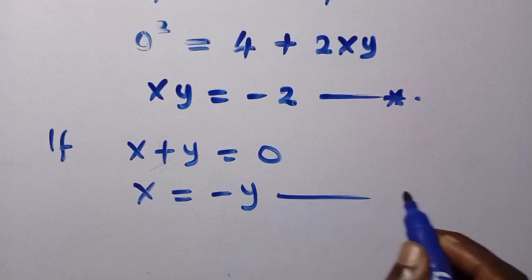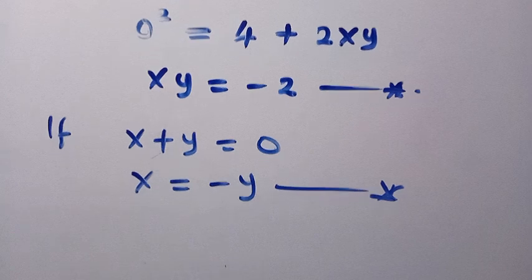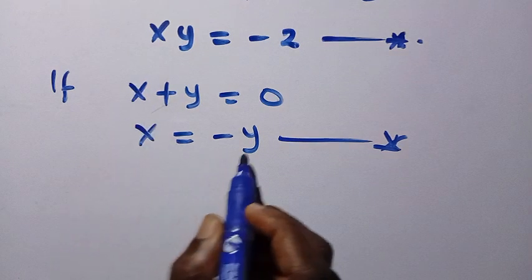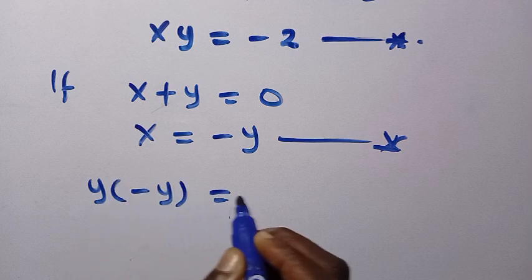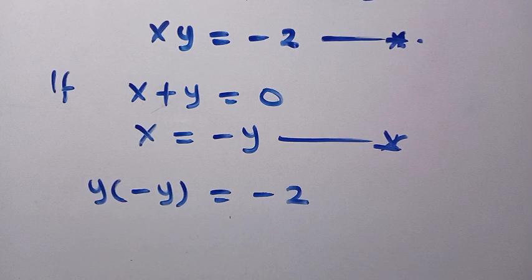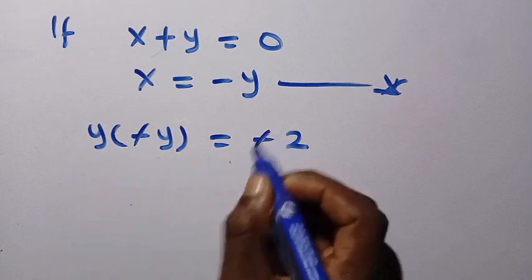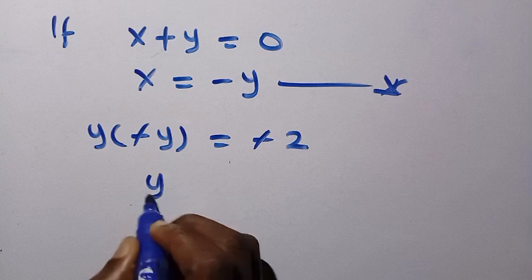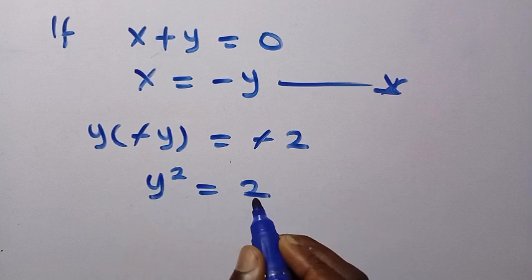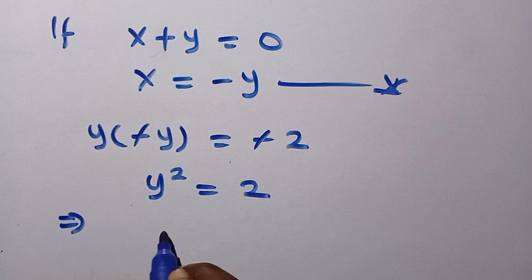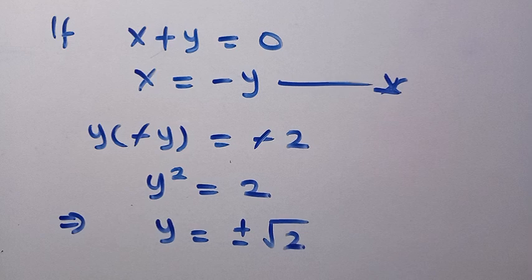And if x equals minus y, let's substitute this back into xy equals minus 2. Since x equals minus y, we are going to have y times minus y equals minus 2. When we multiply this out, minus cancels minus, and we have y squared equals 2. If y squared equals 2, this implies that y equals plus or minus square root of 2.